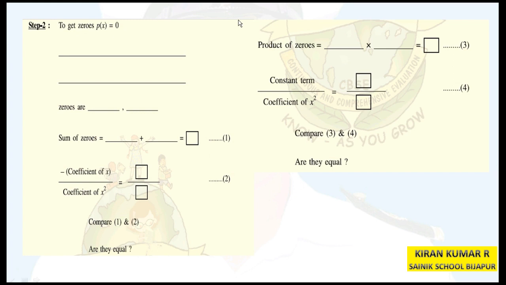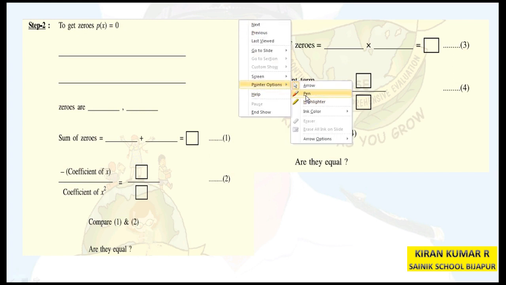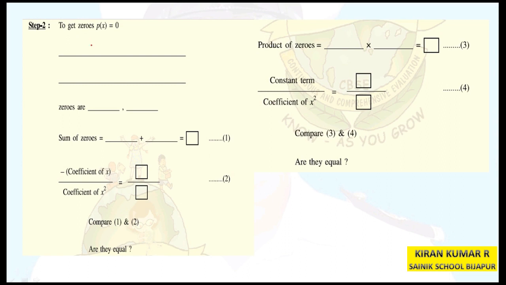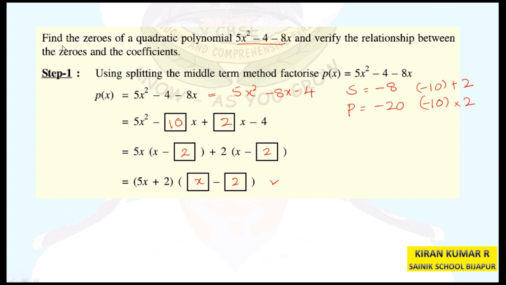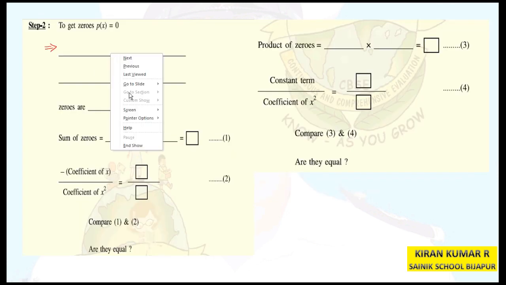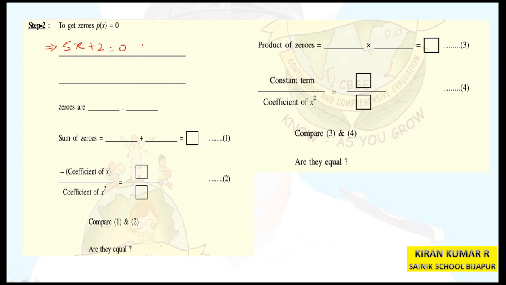Look at the next step. For finding the zeros, we have to take the value of the polynomial as 0. So, which means in the previous step, what did we have? 5x plus 2, x minus 2. 5x plus 2 equal to 0 and x minus 2 equal to 0. So the zeros, 5x will be equal to minus 2, x will be equal to 2. So therefore the zeros are minus 2 by 5 and 2.